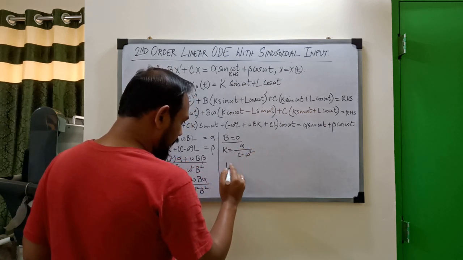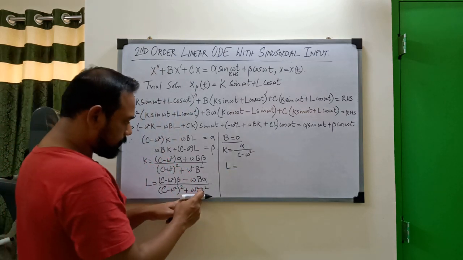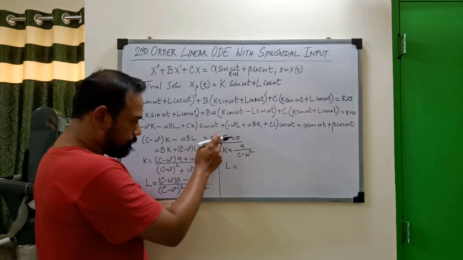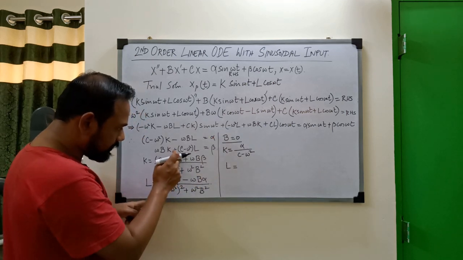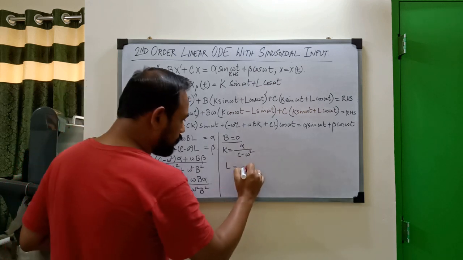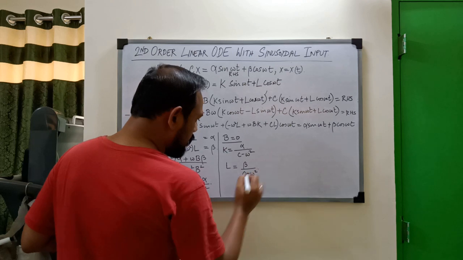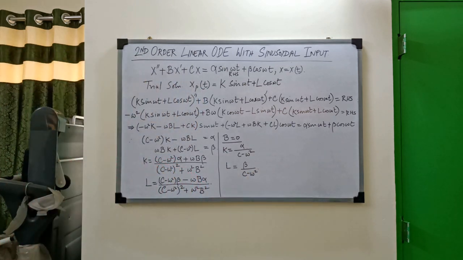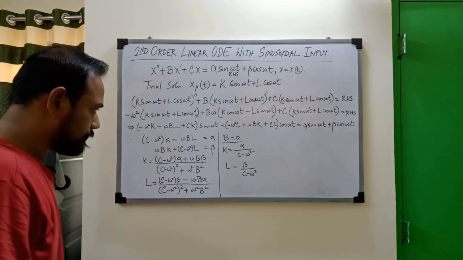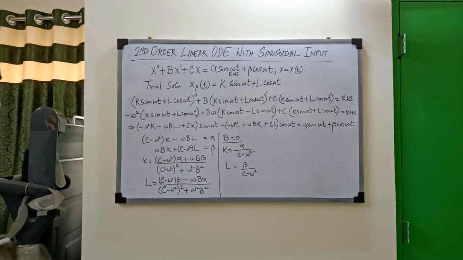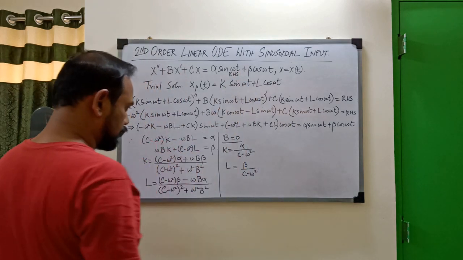And for L, that becomes, again, once the B is 0, these two terms are 0, so you're left with the same kind of a problem, except that instead of alpha you have a beta. So your L becomes beta by C minus omega square. So K and L become a lot simpler when the resistance term in the system is 0, when there are undamped vibrations in the absence of any external force.